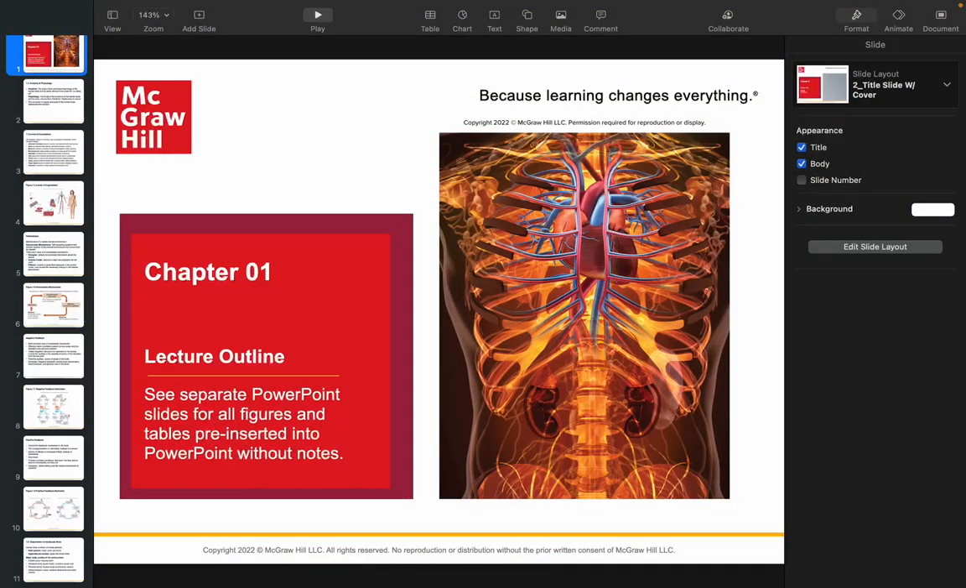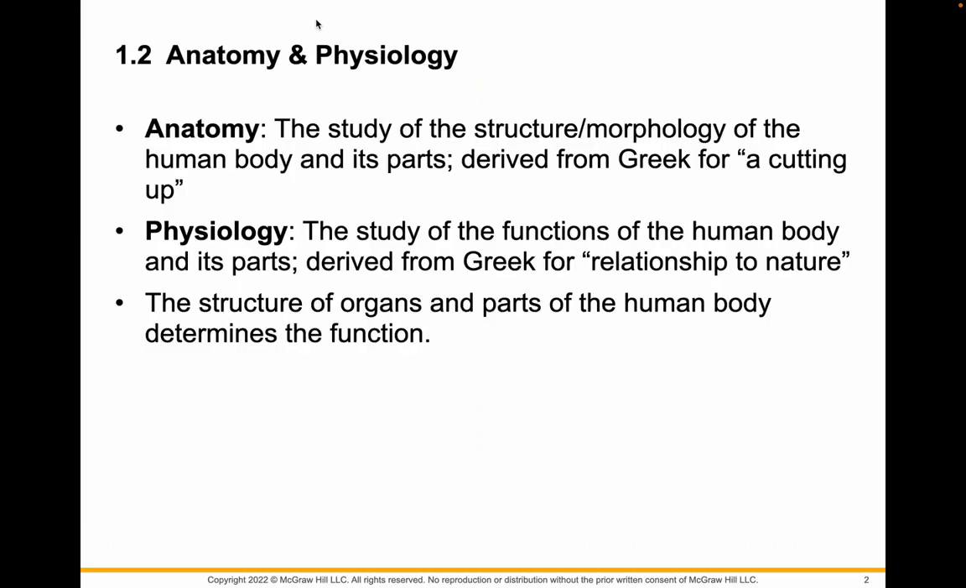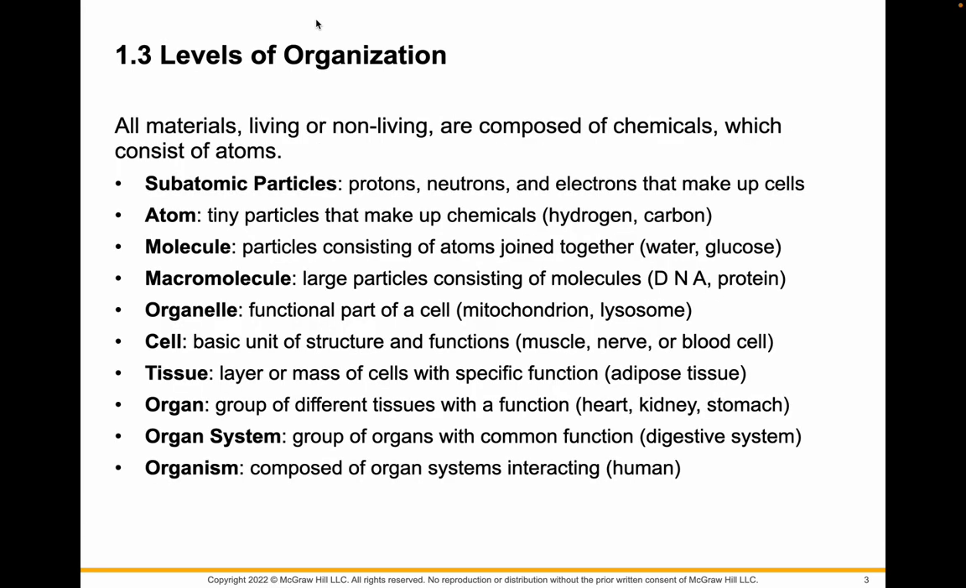Okay, this is a review for the final to kind of give you some guidance. And let's just start with chapter 1. You are in anatomy and physiology, so I would expect you to know what those terms mean. Another test question on the test you'll find are these levels of organization.